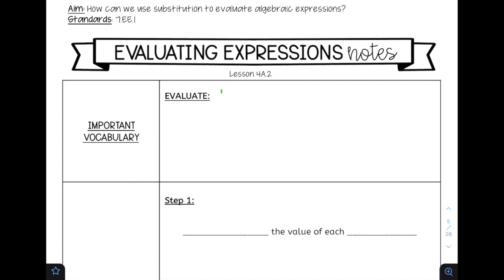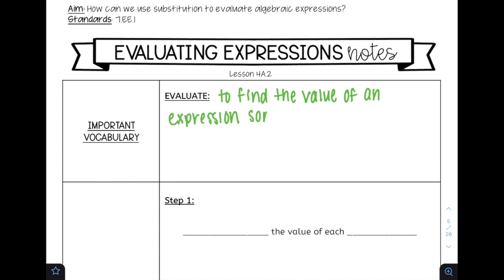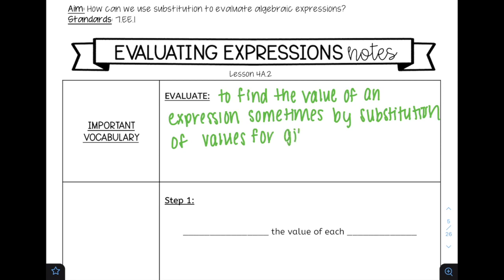The definition is to find the value of an expression, sometimes by substitution of values for given variables.